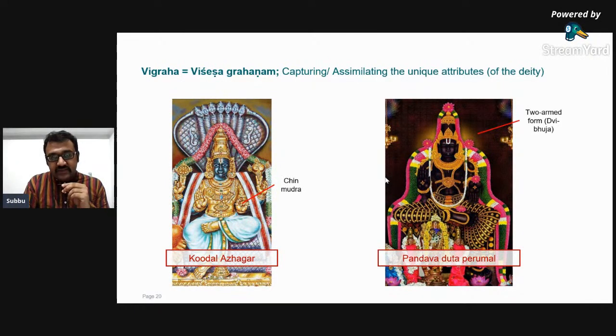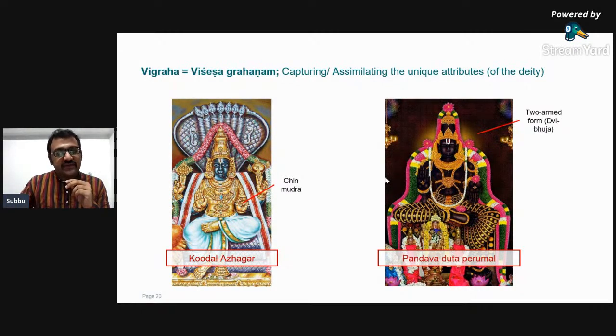The other form, which is quite similar but still different, is that of Pandava Duta Perumal. Here, the first difference that we see is, first of all, there is no Adisheshan or Ananta. The four hands become two hands. And no Ayudha at all. He just goes without Ayudha. One hand in Varada Mudra and one hand in Abhaya Mudra. And the legs are folded, one above and one below.